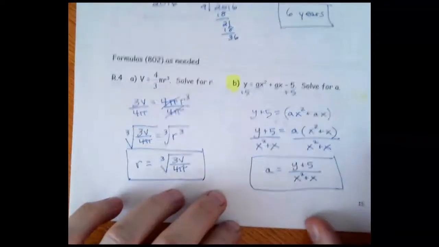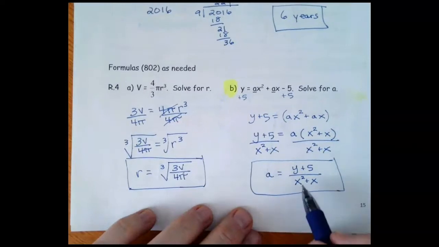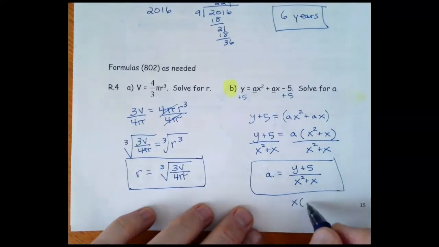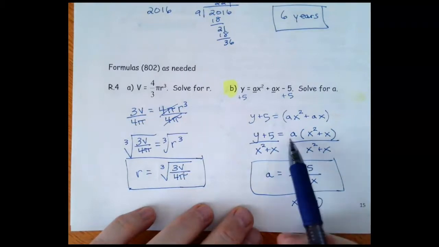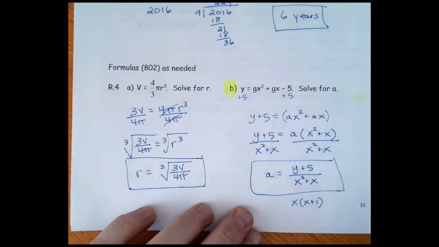Now, you could also factor an x out of there. So your denominator could also be x times x plus 1, similar to how we factored out the a. Either one of those would be fine right now. In Algebra 2, mostly we would go ahead and factor that. Alright, so good job. Let us know if you have any questions.